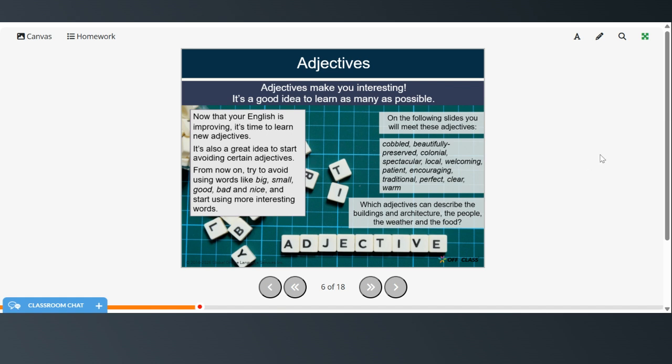On the following slides, you will meet these adjectives: cobbled, beautifully preserved, colonial, spectacular, local, welcoming, patient, encouraging, traditional, perfect, clear, and warm. Which adjectives can describe the buildings and architecture, the people, the weather, and the food? And again, you can put your ideas in the comments.